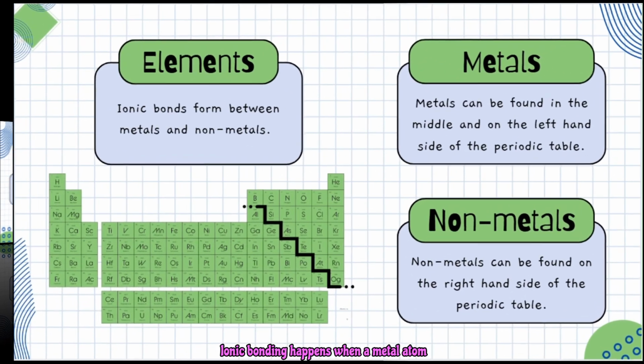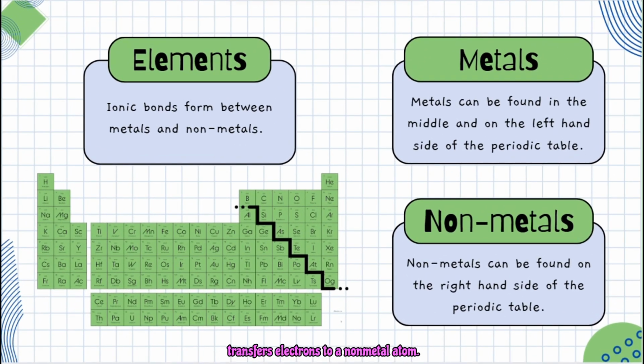Ionic bonding happens when a metal atom transfers electrons to a nonmetal atom. But why does this happen? Well, atoms want to be stable, and they achieve this by having a full outer shell of electrons. Metals can be found in the middle and on the left-hand side of the periodic table. Nonmetals can be found on the right-hand side of the periodic table.